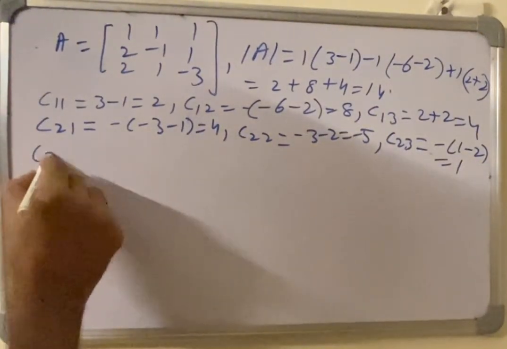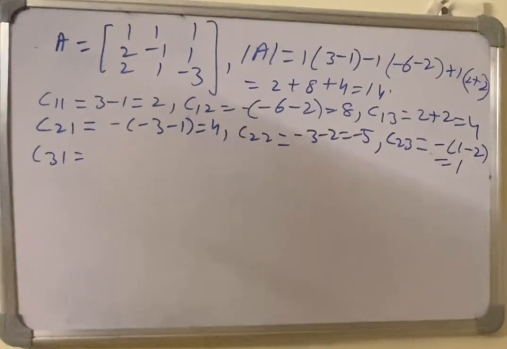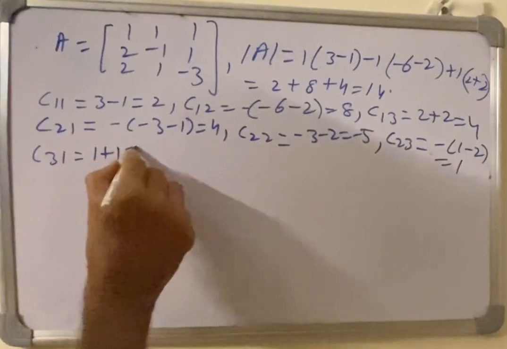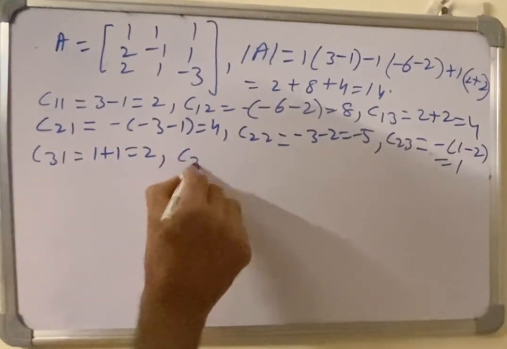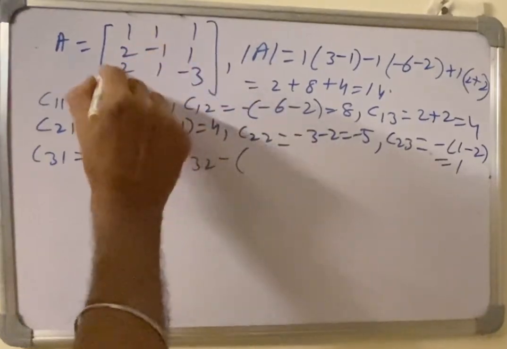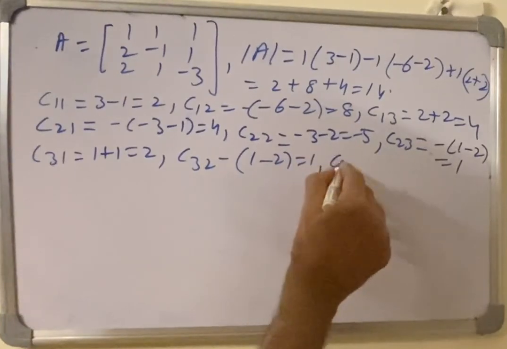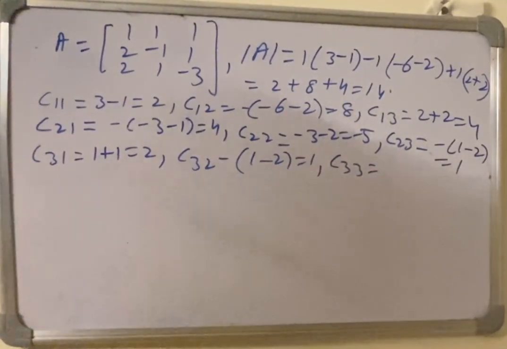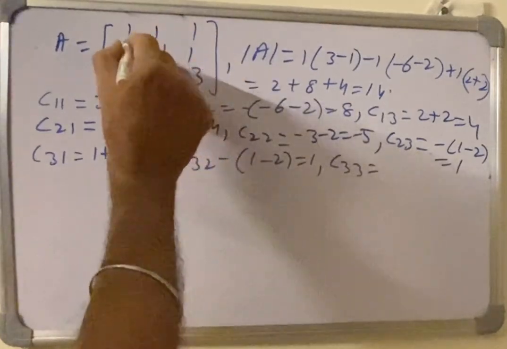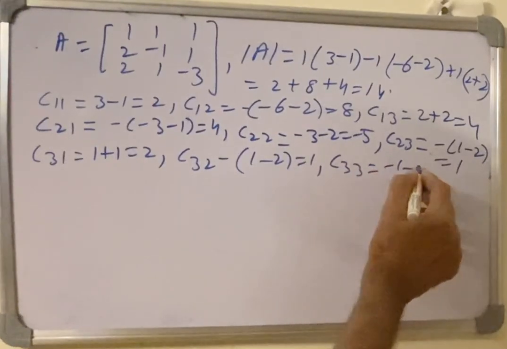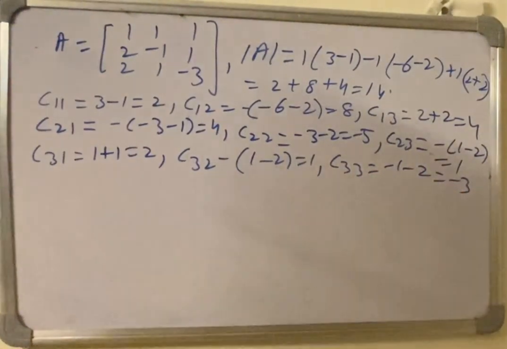Then the third row: C31, the first element, is 1 plus 1, 2. C32 is 1 minus 2, 1. C33 is equal to minus 1 minus 2, which is equal to minus 3.